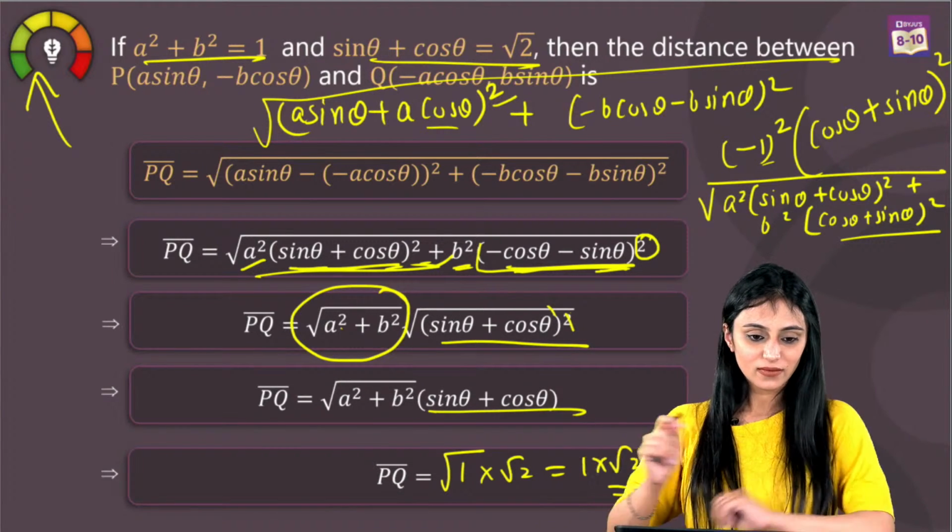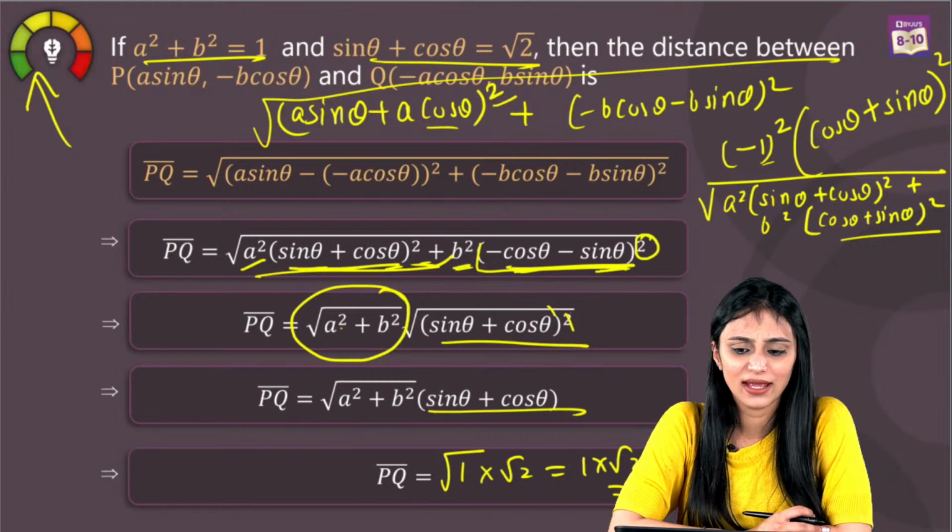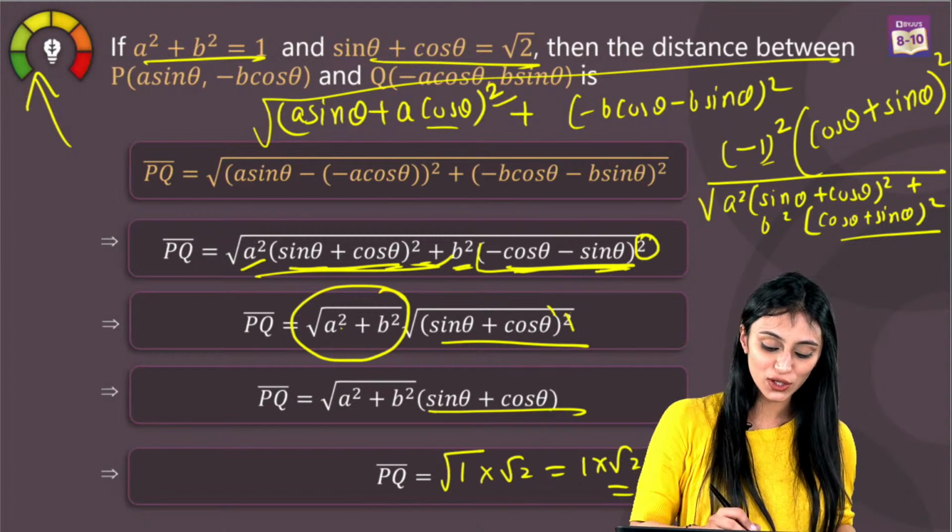Okay. Anugraha says, ma'am, thank you for simplifying every difficult question. Sameer says, this is fantastic question, ma'am. Okay. I'm glad that you understood.